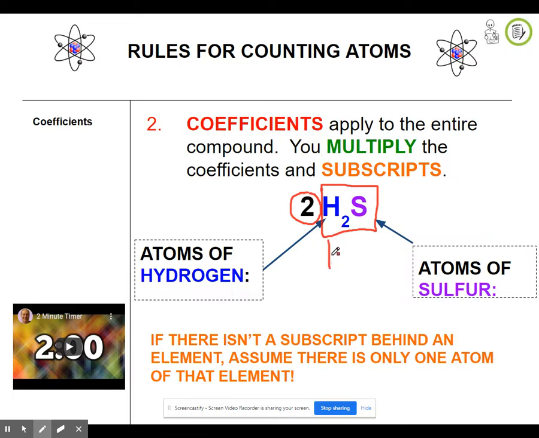So we're going to identify the elements. That's step 1 always. We have hydrogen. We also have sulfur. We have 2 hydrogen and we have 1 sulfur. Because we have 2 of these, now we have to multiply this by 2. Again, that coefficient tells us how many we have. So we actually have 4 atoms of hydrogen and 2 atoms of sulfur.